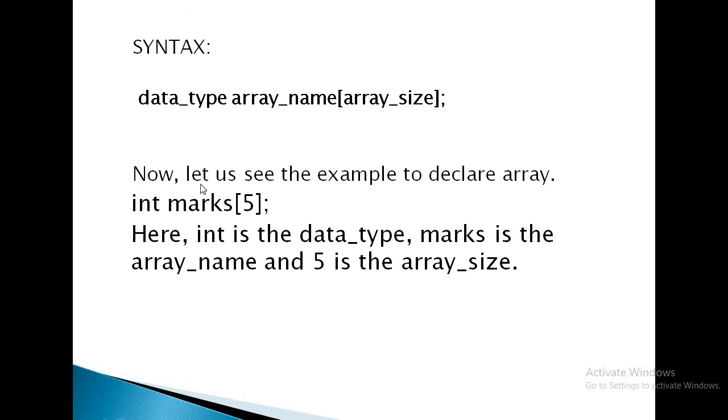Whatever type of data we are going to use in a program, that data type is to be mentioned here, and then the array name is as per the user's wishes. This is a user defined name, and the array size is also user defined. When fixing the array size, it should be placed between the square brackets. Now an example: int marks[5]. Here the data type is integer, the array name is marks, and the array size is 5.